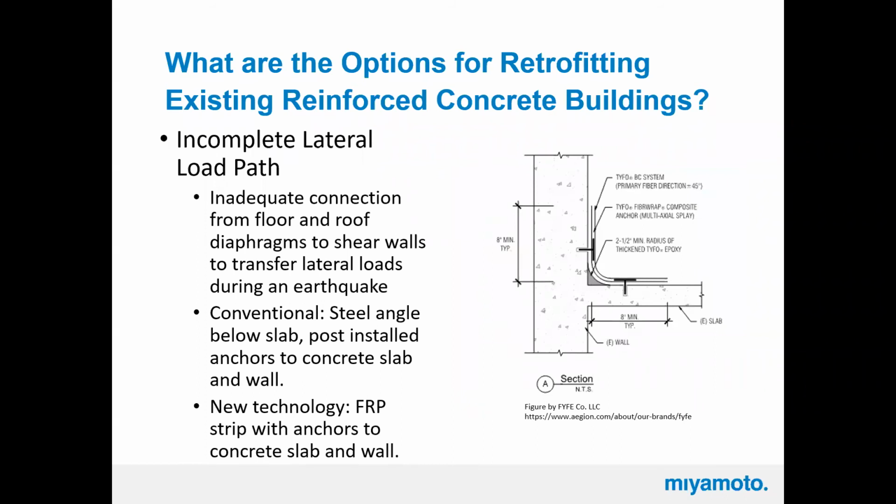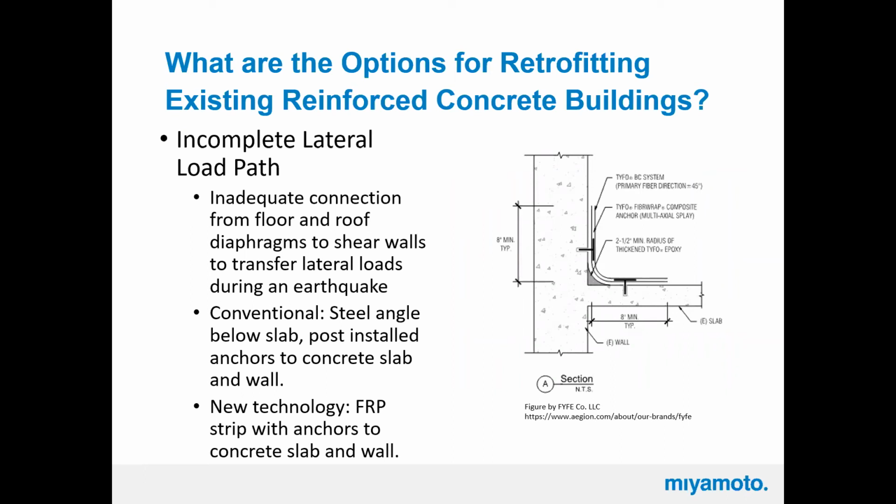And here's kind of a shear transfer detail. This seems to come up a lot if you have inadequate slab bars that are tying your slab to your concrete shear walls. So this is a way to improve that. You can add FRP to transfer the shear from the slab to the wall.